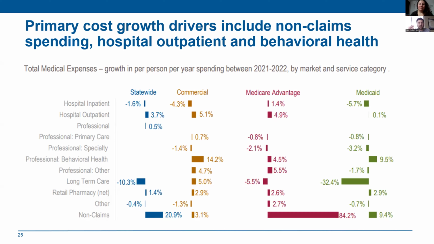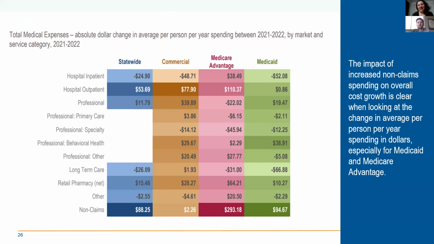Medicaid, the actual amount of dollars being spent in non-claims has been very high and continues to increase, as we've seen. For Medicare Advantage and commercial especially, those non-claims dollars tend to be much smaller than they are for Medicaid, for example. Let's go to the next slide. I think we actually have the change in dollars on the next slide. Yeah. There you go. Here's the change in dollars.